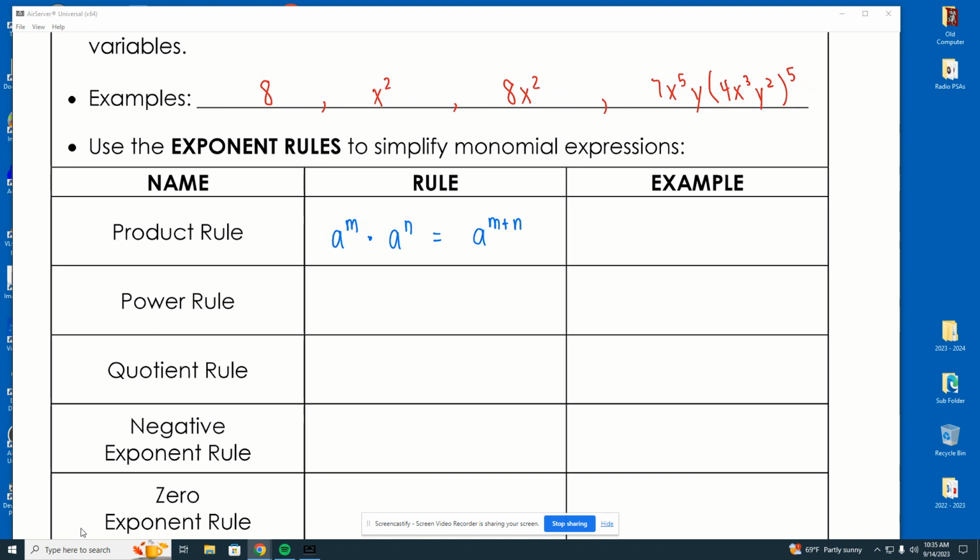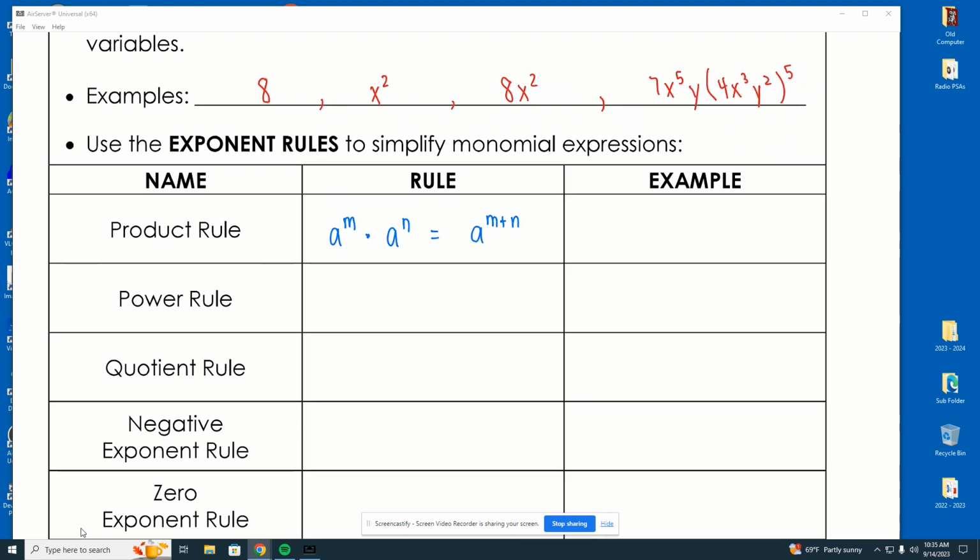Y'all done that before. Think about it. If I have x squared times x to the 7th, what does that turn into? Well, the base stays the same, right? X. But how many exponents do you have now? It's x to the 9th. So you've done that. You've added exponents because you're multiplying and your bases are the same. So that's a rule that you're familiar with.